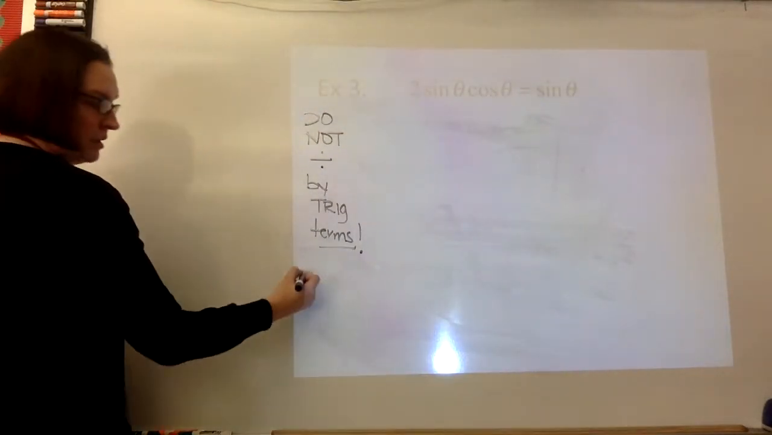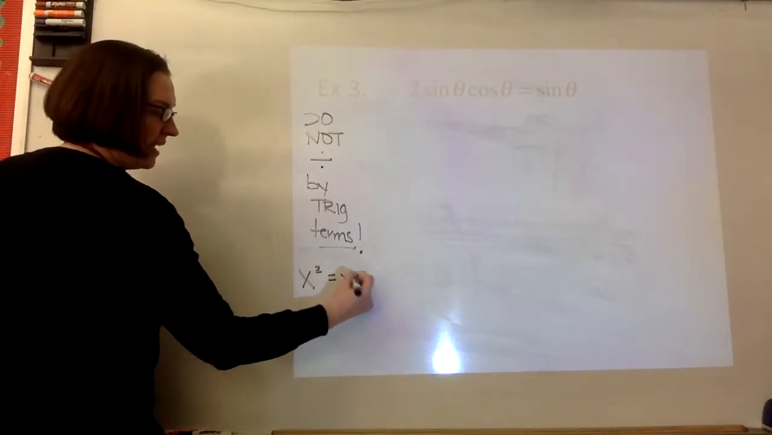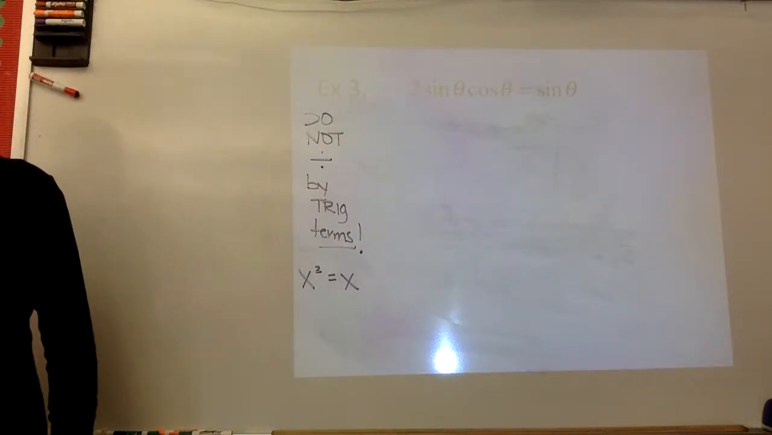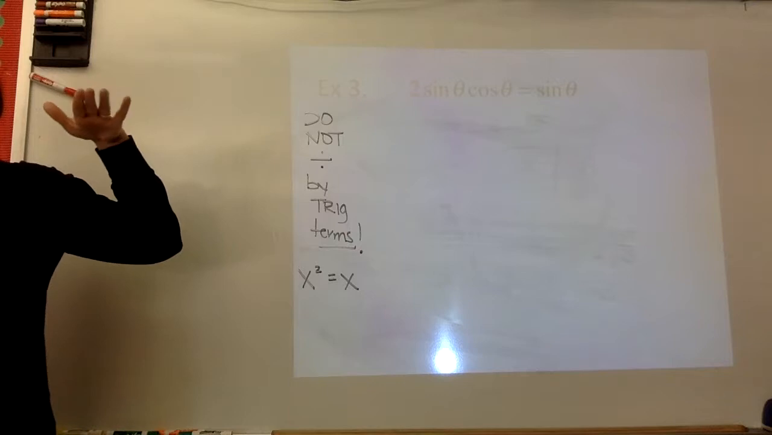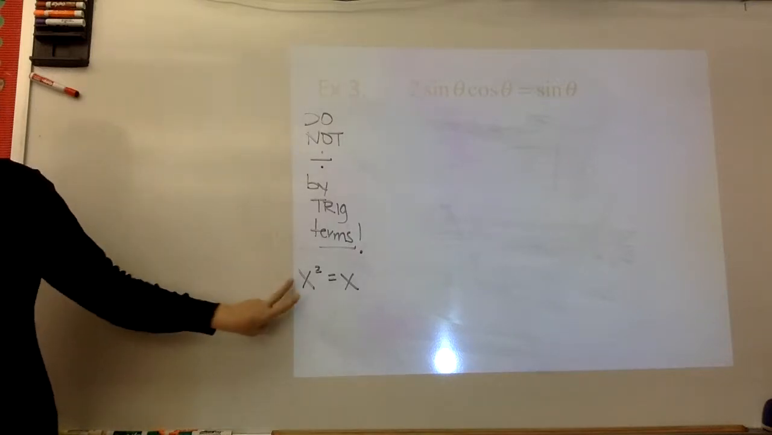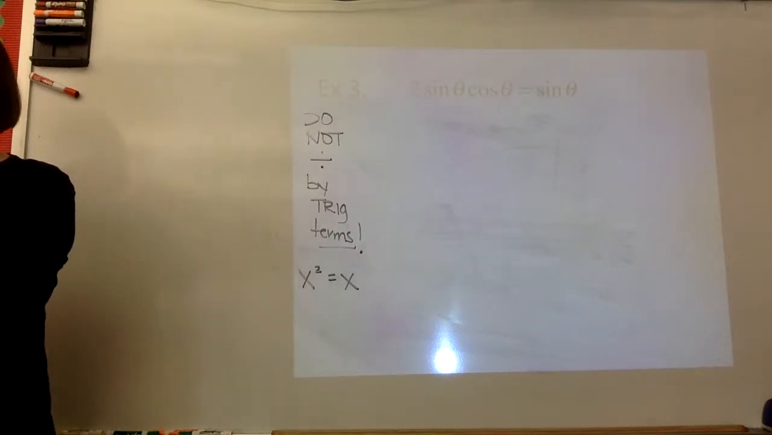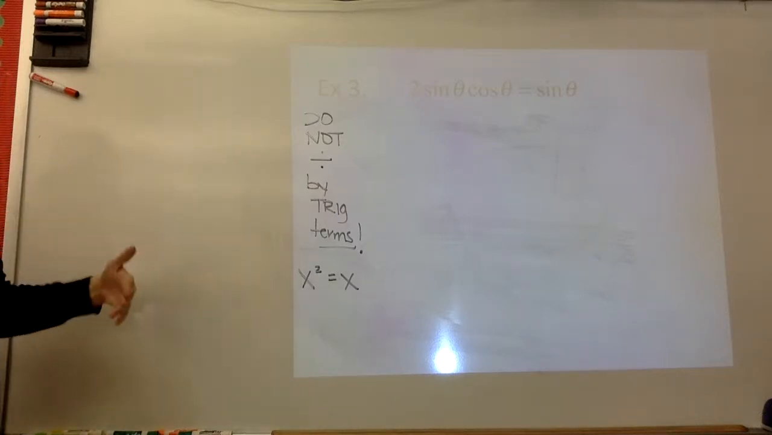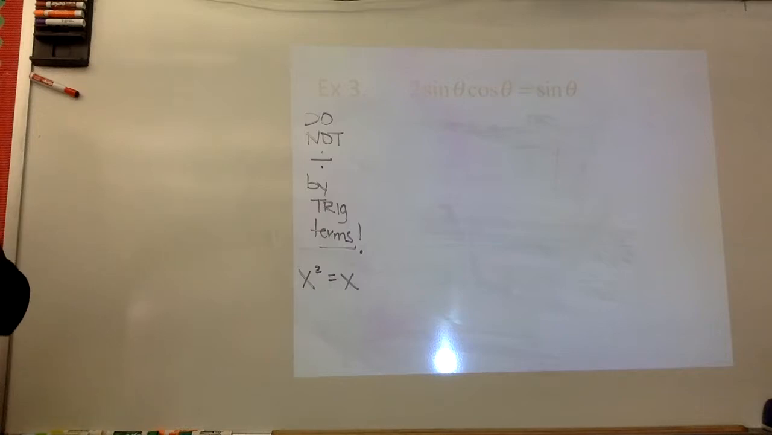Here's what I liken it to. If I have x squared is equal to x, why am I not allowed to divide by x? It reduces the solutions, right? It takes you from 2 solutions of the quadratic down to 1 solution. Same thing is true with trig. We cannot divide by sine x or sine theta in this case.